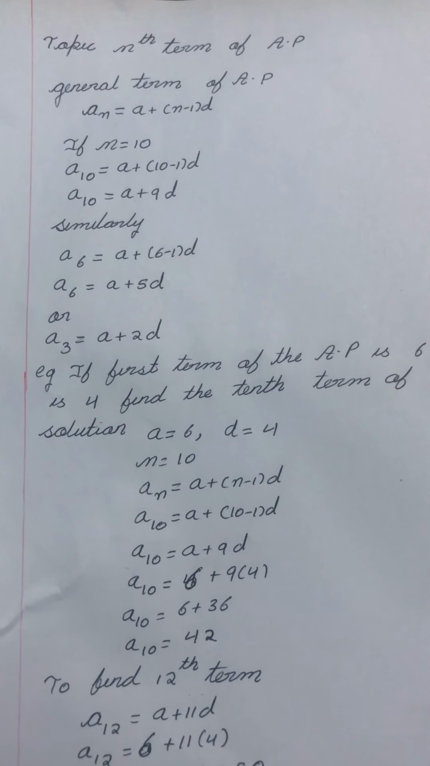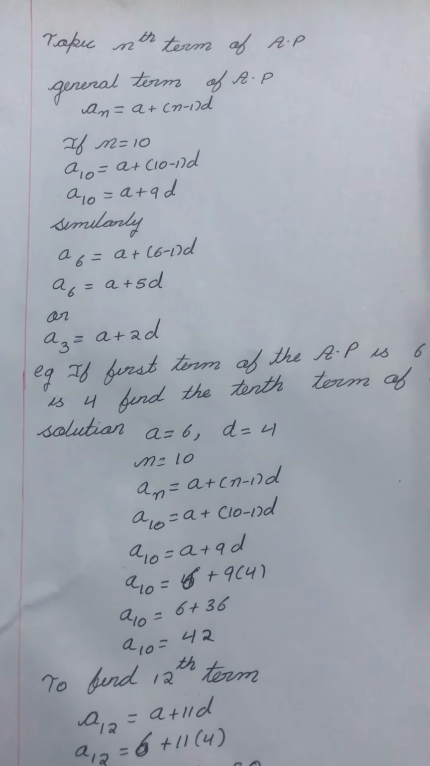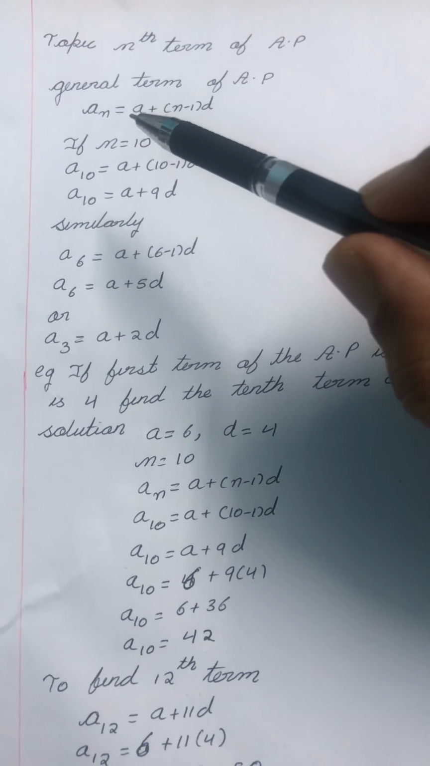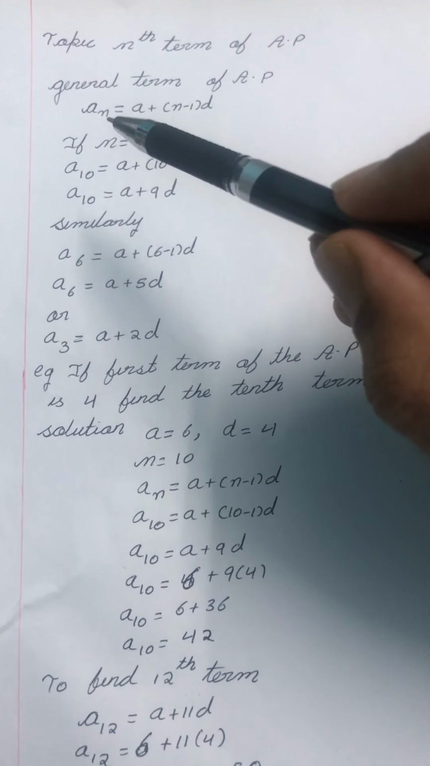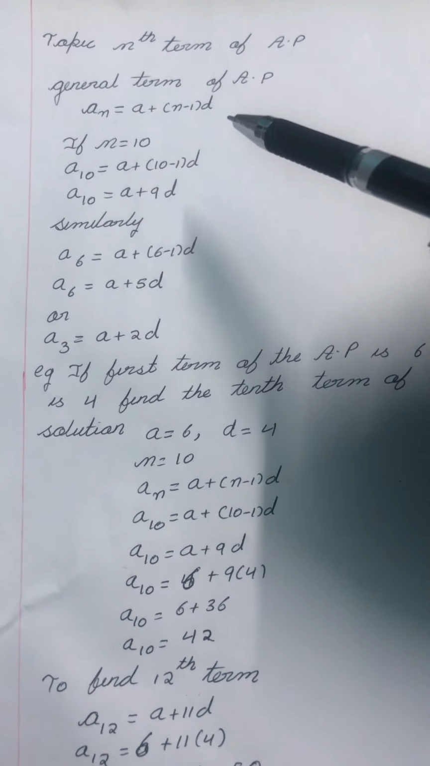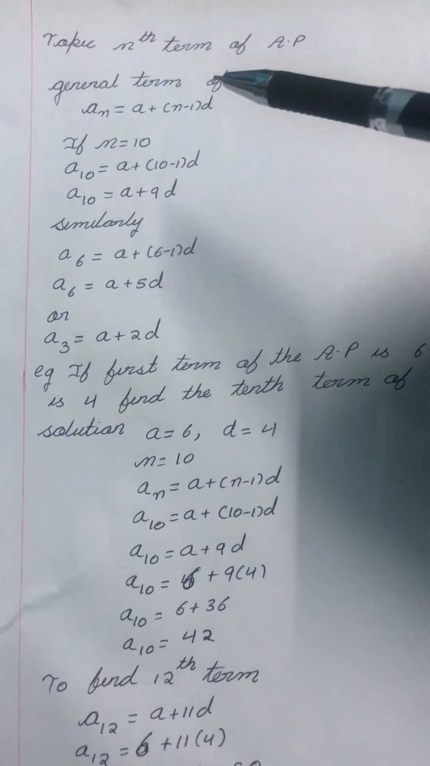So today we will study the nth term of an AP, or the general term of an AP. The nth term or general term is represented by an, and the formula is an equals a plus (n minus 1)d, where d is the common difference, a is the first term, and n is which term of the AP, like 10th term, 11th term.